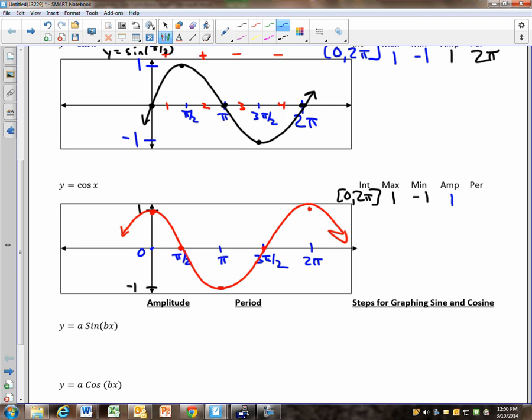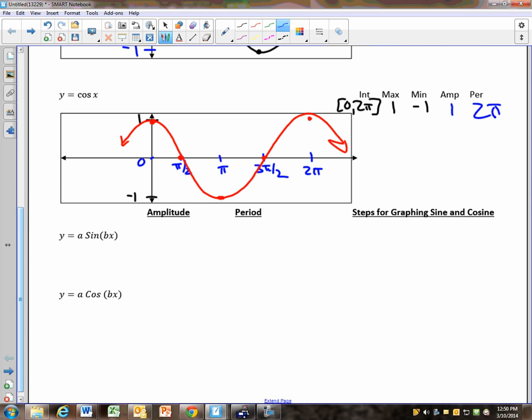Still 1, and the period is 2 pi. So their characteristics are very, very similar. Like I said, all the differences is that they're shifted. Okay. All right, so those are your parent functions.